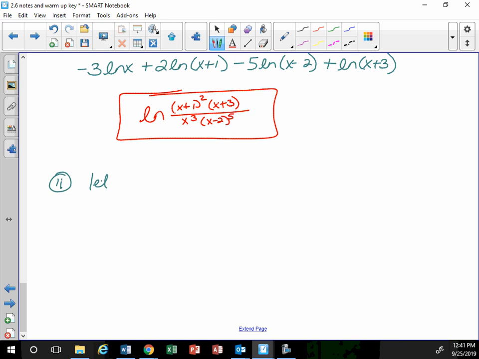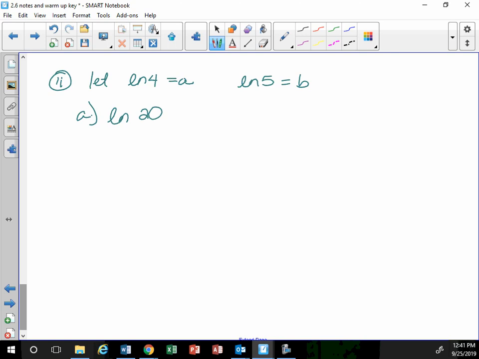Let natural log of 4 equal a. I'm sorry, I switched that. Natural log of 4 equals a. Wouldn't make sense the other way. And natural log of 5 equals b. What your directions would say is something along the lines of rewrite this as the sum or difference of A and B, using only A's and B's in your answer.